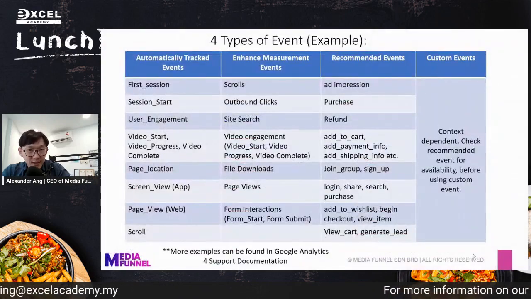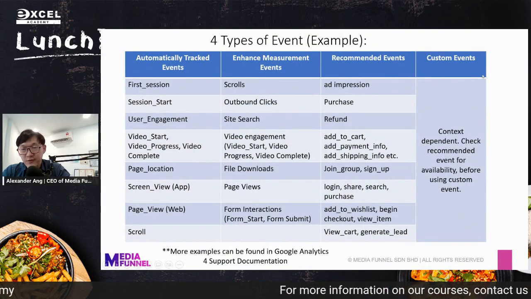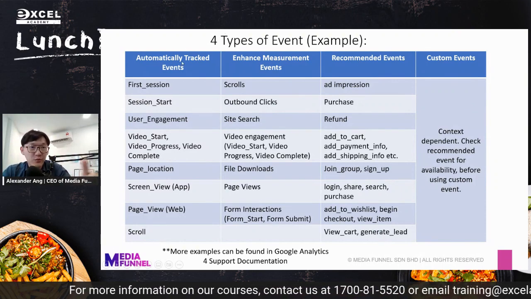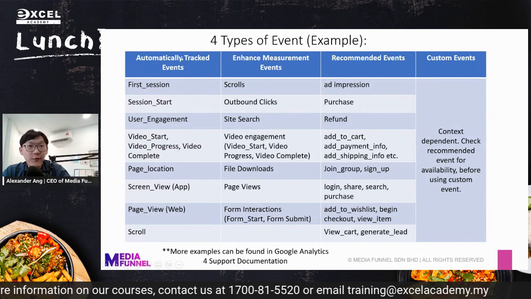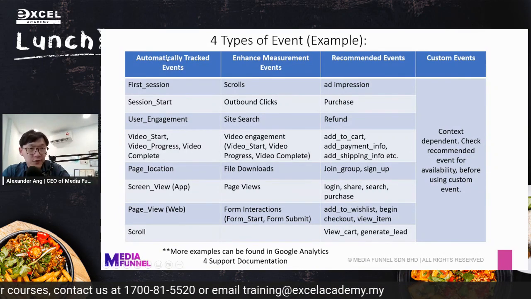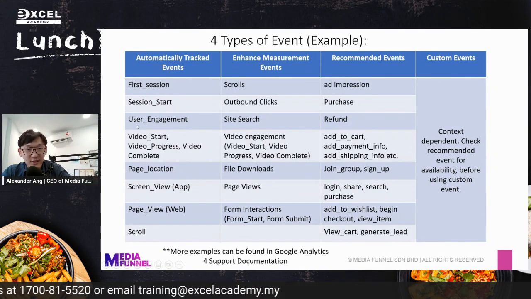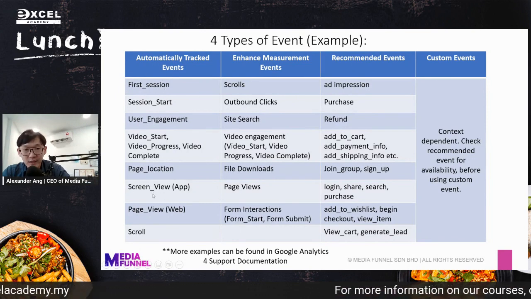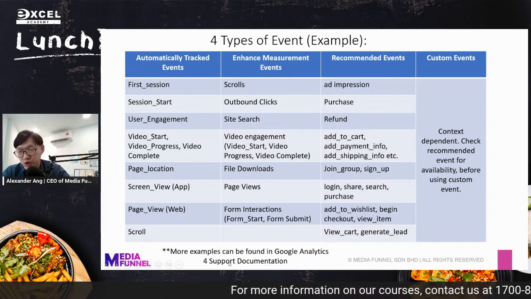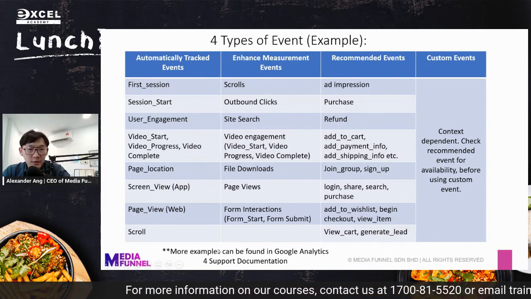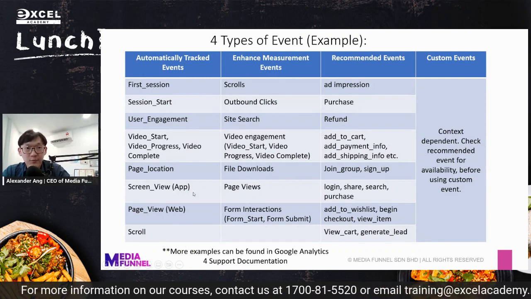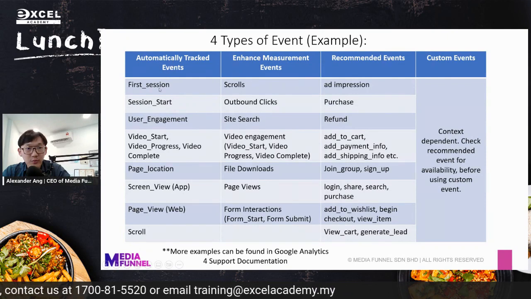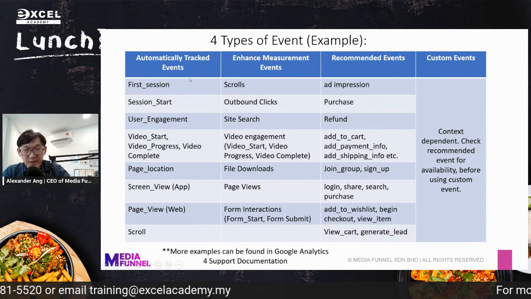So Google Analytics 4 tracks 4 types of events for you. The first type of event is called automatically tracked events. This is default. By default, Google Analytics 4 helps you track all these things: first visit, session start. Now this is just some examples only. If you want to know the full list, you can go to the GA4 documentation. More examples can be found there. So this is just some basic examples that you can see. These are automatically tracked events in GA4.